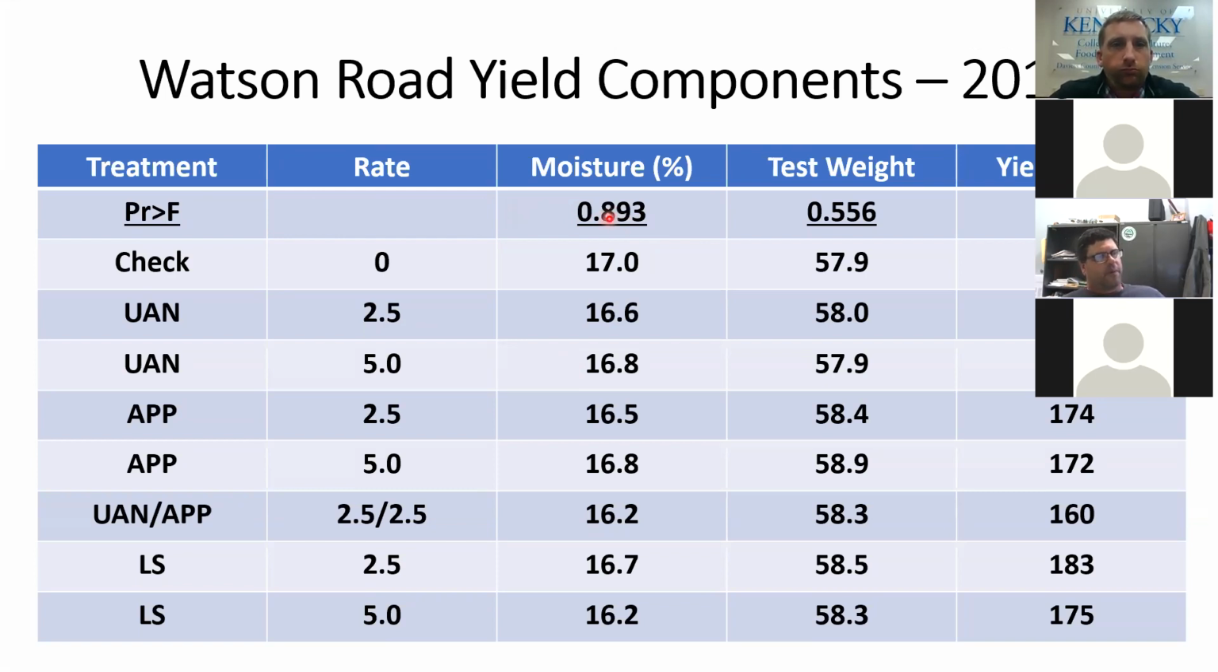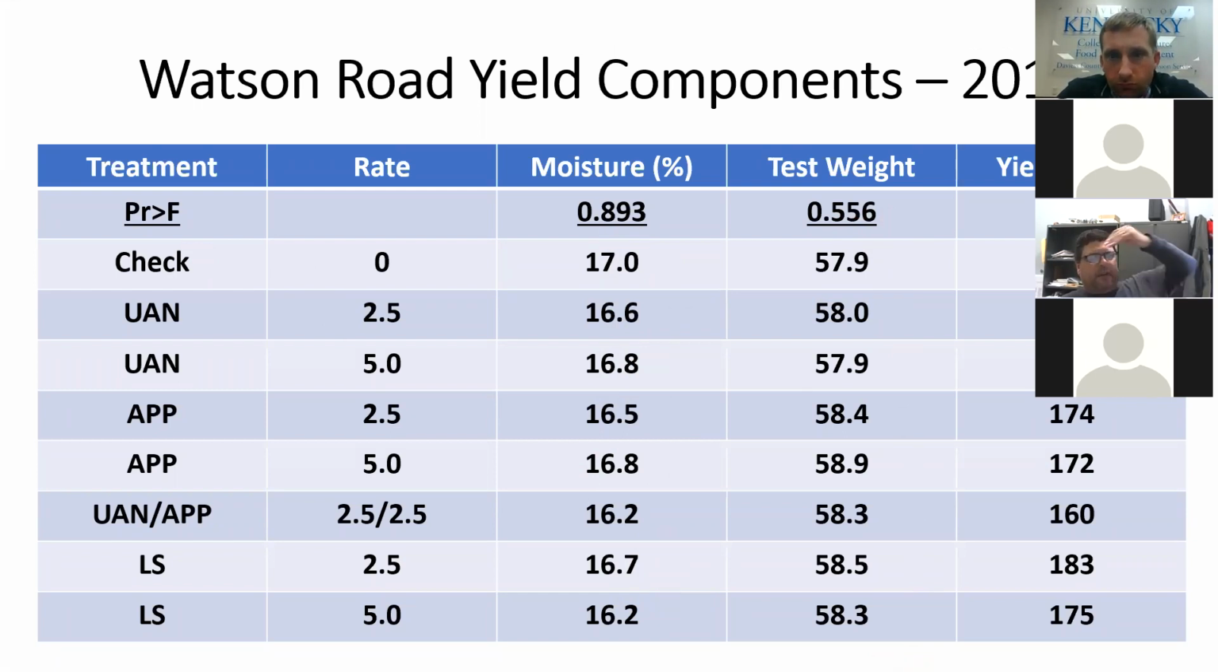So this right here means there's really no difference in yield. If there are differences in yield, it's very unlikely that it was due to a treatment effect. It was just random noise. So our moisture was essentially the same across all products. Our test weight, very high. Probability of a greater F, essentially the same. And our yield, same thing, very high probability of a greater F.